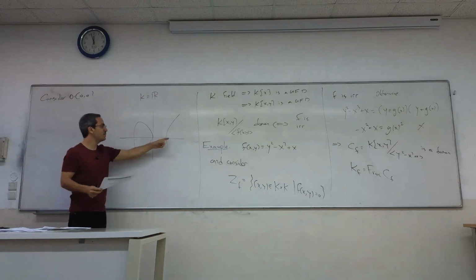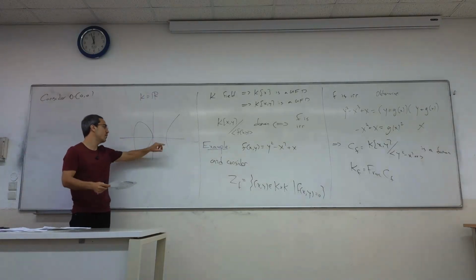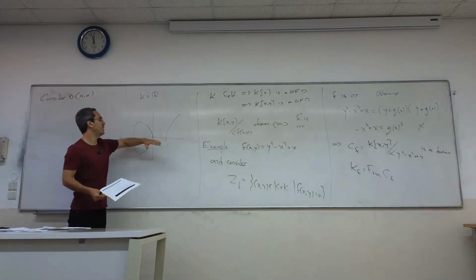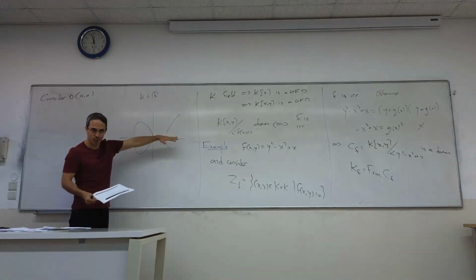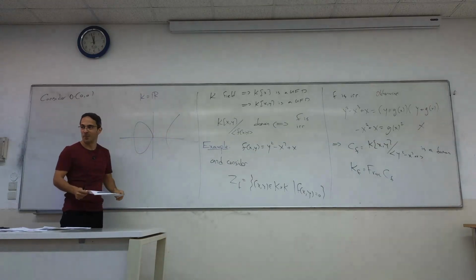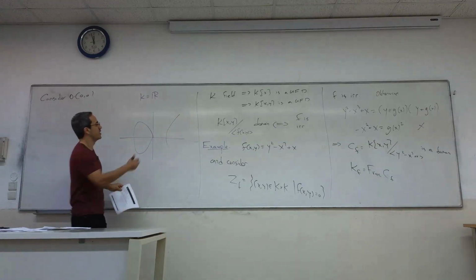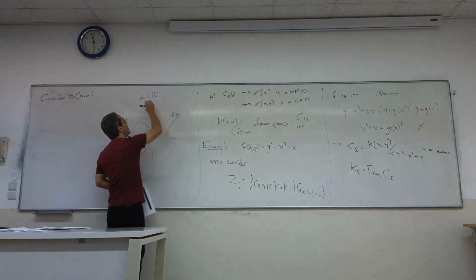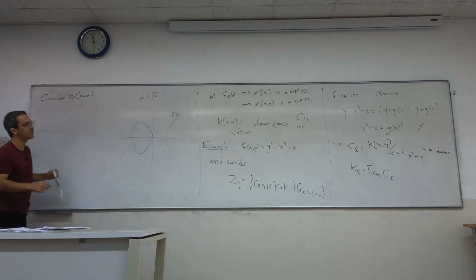And remarkably, unless some weird thing happens, the picture can give you intuition and confirm what you prove. This is a picture of Z_f, sorry, this is Z_f for the case K equals R.